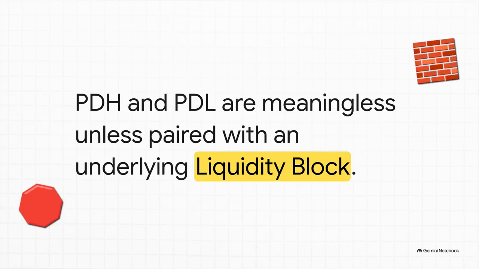And please, whatever you do, remember this. A previous daily high or low means absolutely nothing on its own. Literally nothing. It only matters if it is directly paired with an underlying liquidity block. We are never out here blindly trading a previous daily high or low just because it looks like a nice pattern. We only take the trade if the market clearly communicates a liquidity block trap exactly at that extreme.